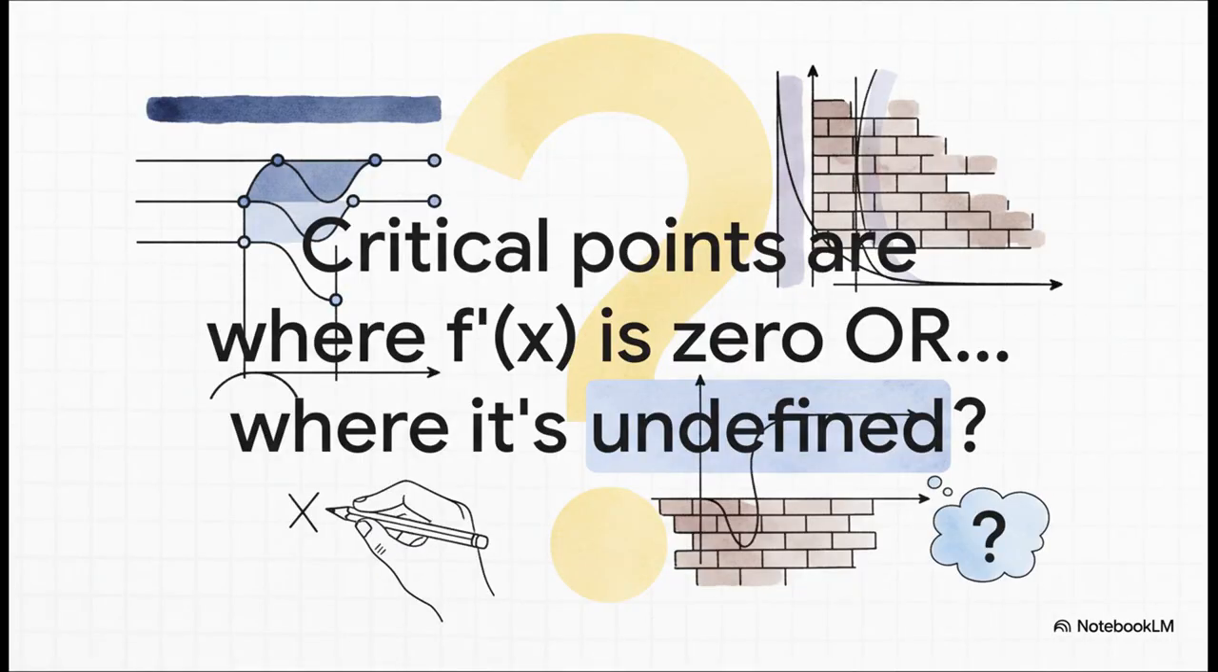Okay, let's go back to step 1 for a second. What did it say? Find where the derivative is 0 or where it's undefined. Now, almost everyone remembers the equals 0 part. That's easy. You just set the numerator to 0. But what about the other part? Where is this derivative undefined? This is the trap. This is the part everybody forgets.